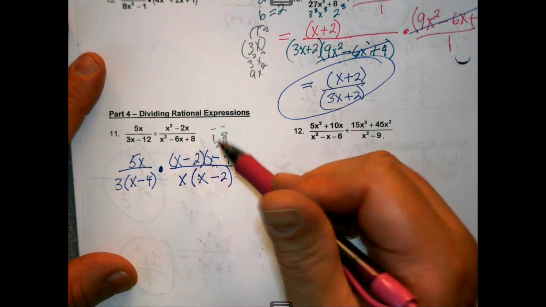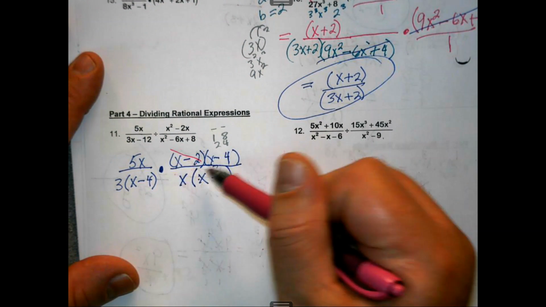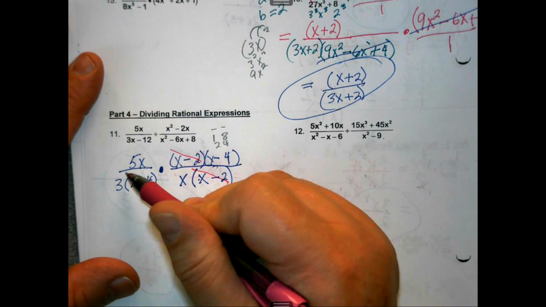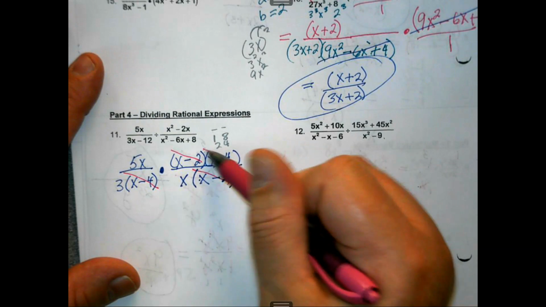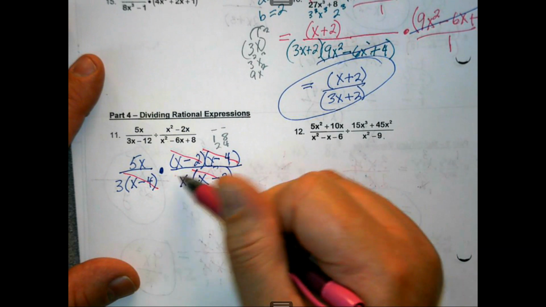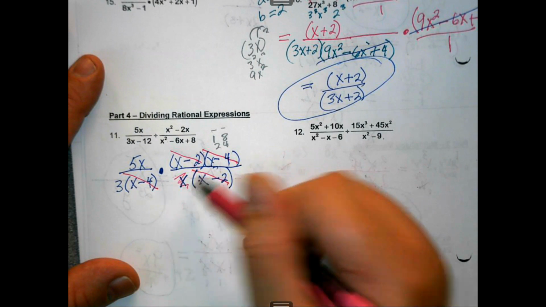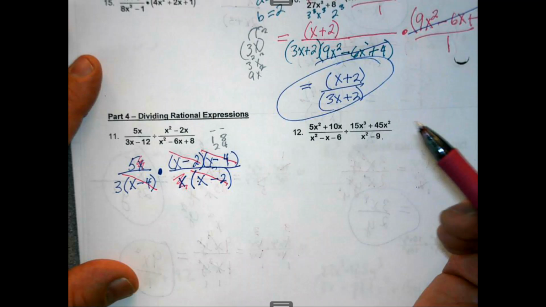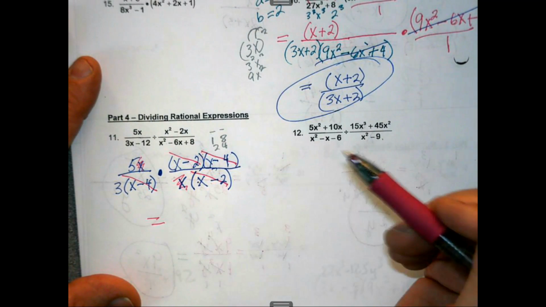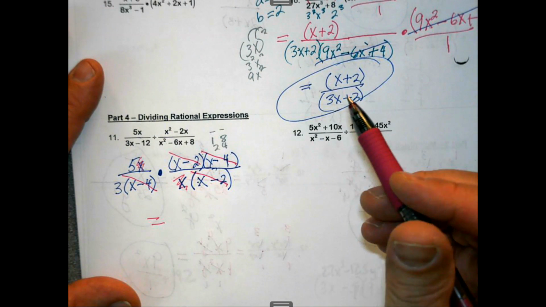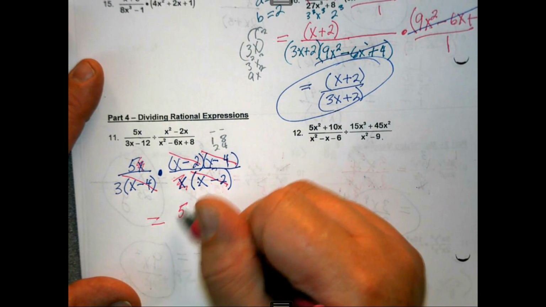Okay, now I can cancel out some stuff. X minus 2's, x minus 4's, this x with this x. And I'm left with, after all that, 5/3.